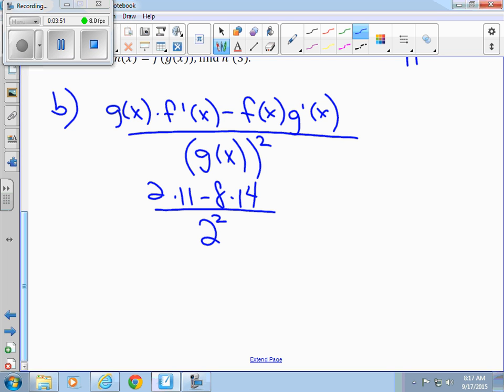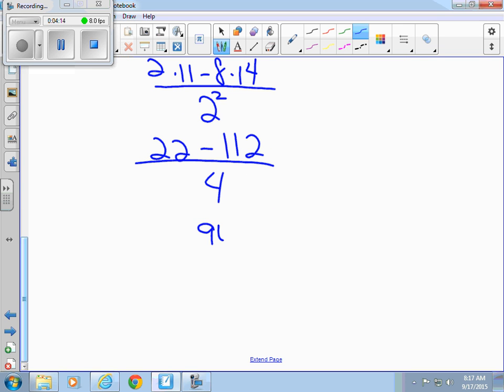Any questions so far? So we got 22 minus 112. That's a bit. And was that 90 divided by 4? Is that right? Reduces to 45 over 2. Oh yeah, it is. Thank you. Any questions on that one?